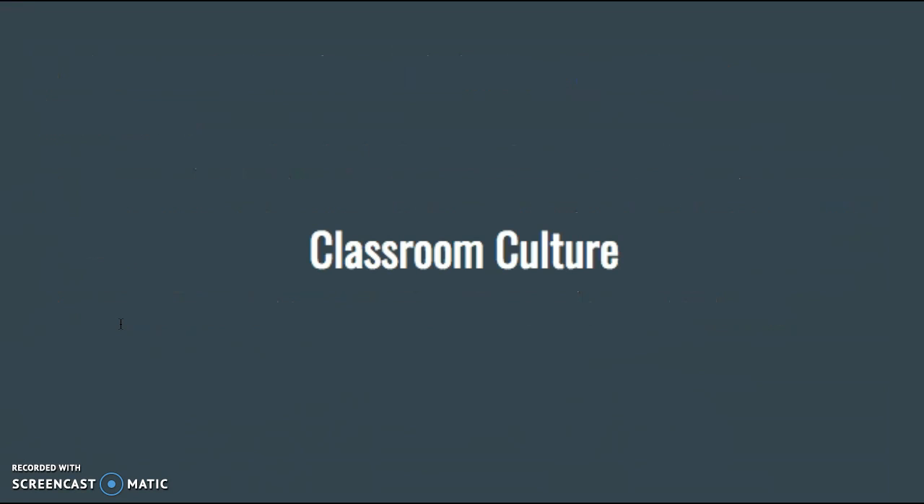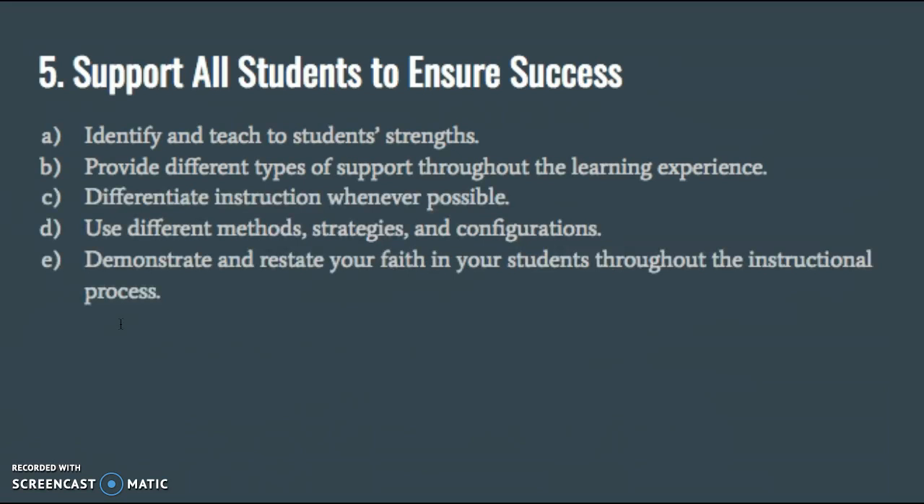So number two of the book is classroom culture. So this is where Burke recommends that you support all students to ensure success. So this would include identify and teach the students' strengths. So by giving assessments to where you can see where students excel better at certain areas, it's always important to teach towards those areas that students are better at.